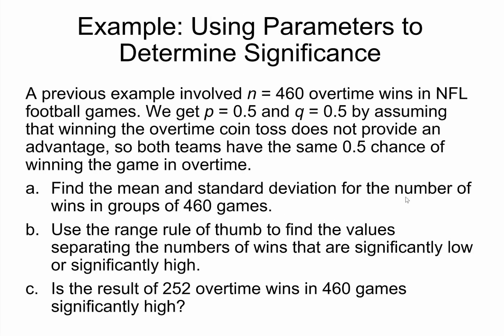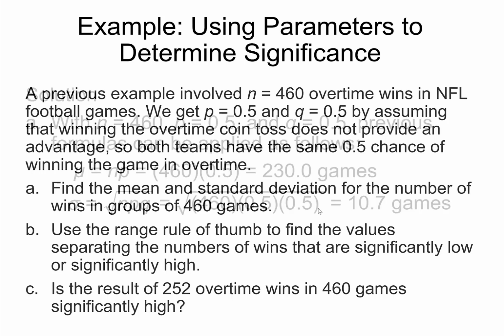And let's go back to the football example, and let's compare what we get here with significantly high to see if it matches up with what we got when we did the probability. So we want to find the mean and standard deviation for the number of wins in a group of 460 games if we use a probability of success of 0.5. And then we want to use the range rule of thumb to find the values that separate the number of wins that are significantly low or significantly high. And then finally, is the result of 252 overtime wins in 460 games significantly high?